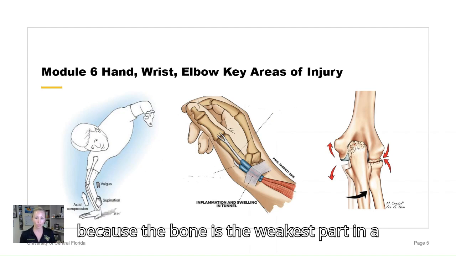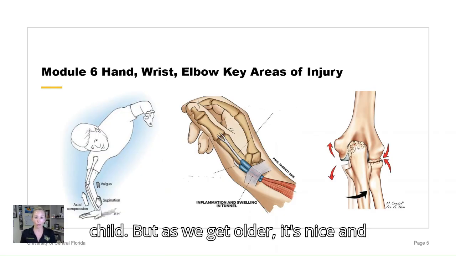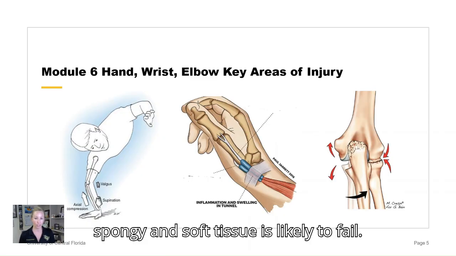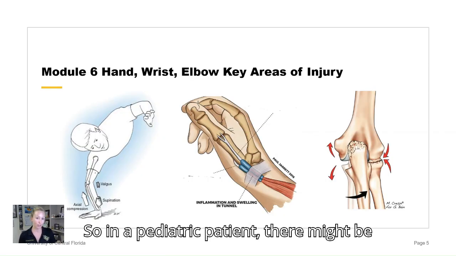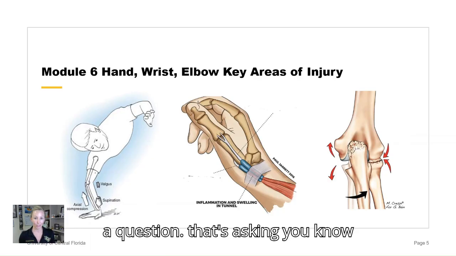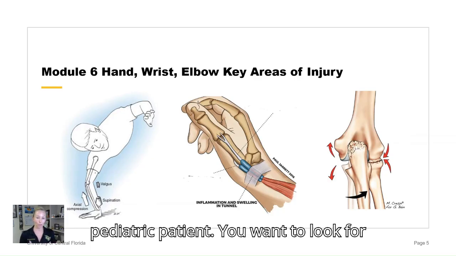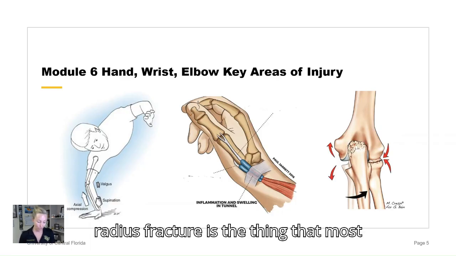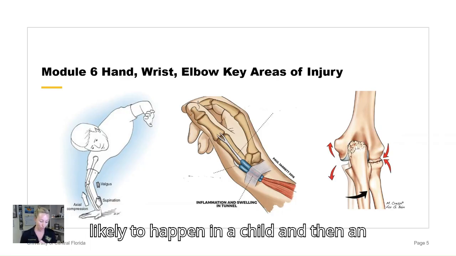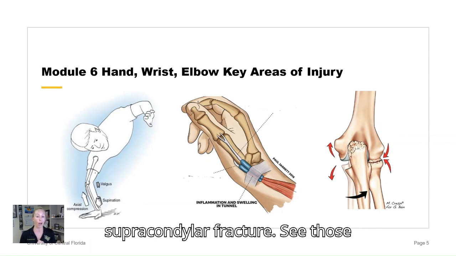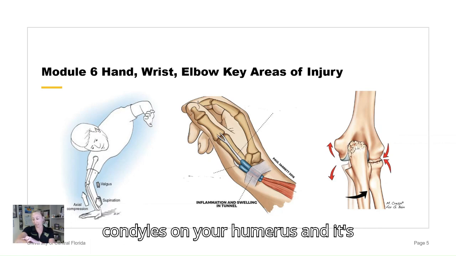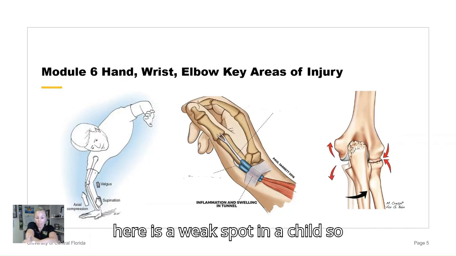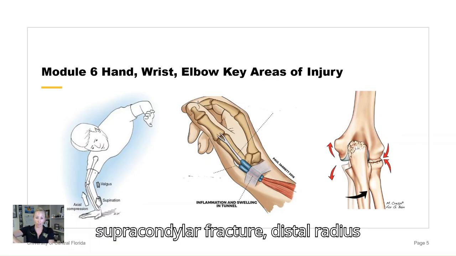And that's because the bone is the weakest part in a child. But as we get older, it's nice and strong, it's really dense, it's not as spongy, and the soft tissue is likely to fail. So in a pediatric patient, there might be a question asking, what is more likely to happen in a pediatric patient? You want to look for those bony types of injuries. So distal radius fracture is most likely to happen in a child, and then an elbow fracture, which would be supracondylar fracture. You have those condyles on your humerus, and right above that condyle is a weak spot in a child. So supracondylar fracture, distal radius fracture.